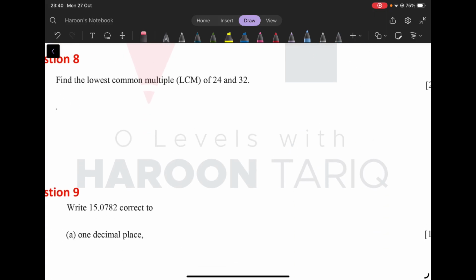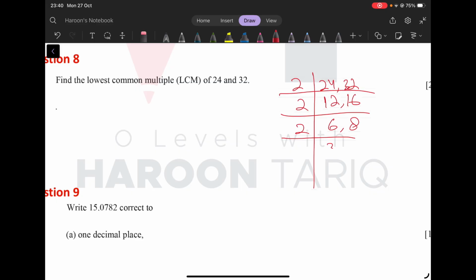For the next one, LCM of 24 and 32. I can start off with 2. This becomes 12, 16, once again 2, 6, 8, once again 2, 3, 4, once again 2, now 3. I continue because this is LCM. 1, 4. Now I can just directly take 4, 1, 1. So 2 multiplied by 2 multiplied by 2 times 3 times 4. So when I multiply all this, I should get 96 as my answer. This should be my LCM.